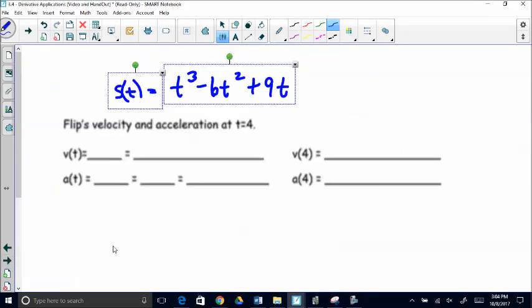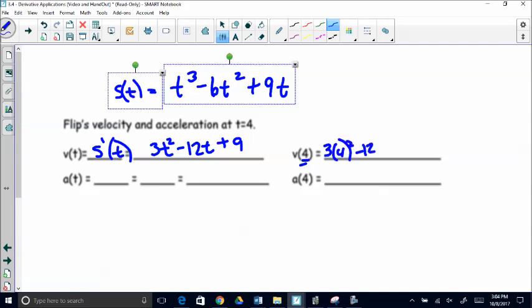Well, from that position function, we can easily find our velocity function, because hopefully you've realized that the velocity is the derivative of the position. So we're just going to find the derivative of that, which is 3t squared minus 12t plus 9. And if I wanted to know the velocity at time 4, I would simply plug in 4.